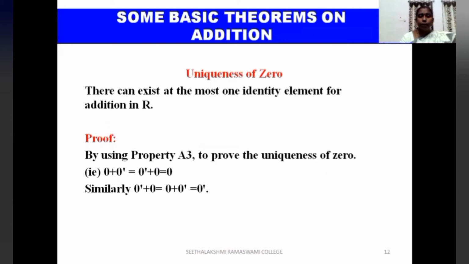Next, some basic theorems on addition. Using the addition properties, we have the following theorems. There can exist at the most one identity element for addition in R. Proof: by using property A3, prove the uniqueness. To prove the uniqueness, 0 plus 0' equal to 0' plus 0 equal to 0. Similarly, 0' plus 0 equal to 0 plus 0' equal to 0'. Using the identity property, we prove this theorem.